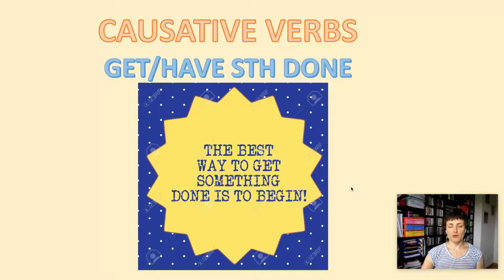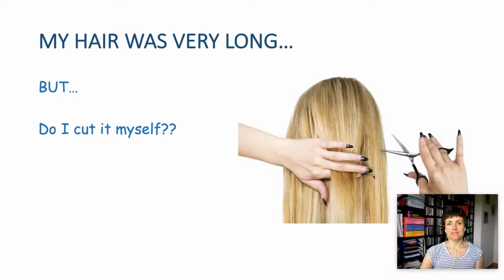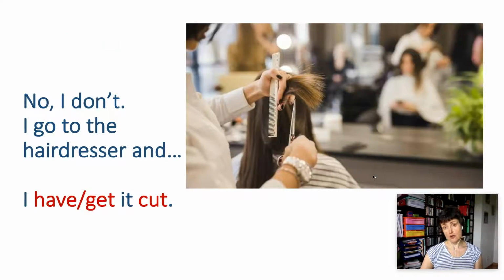Today we are going to work on causative. We have been studying passive, and the second step is the causative, and what we call causative verbs, when you get or have something done by someone else. So for instance, you see that your hair is pretty long, but you don't think about taking the scissors and cutting it yourself. No? What do you do? I guess that you go to the hairdresser and you ask her or him to get your hair cut.